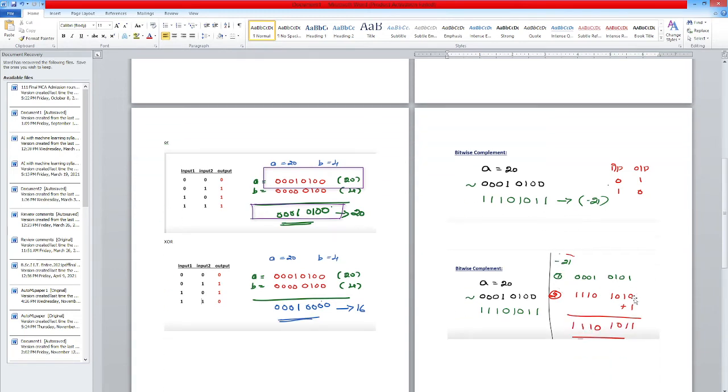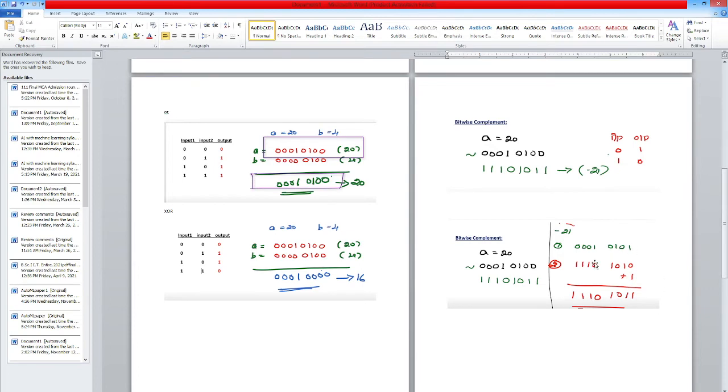The 2's complement method is there to calculate the bitwise negation of any binary number. First we have to take the 2's complement, then add plus 1 and calculate that number. This is minus 21.